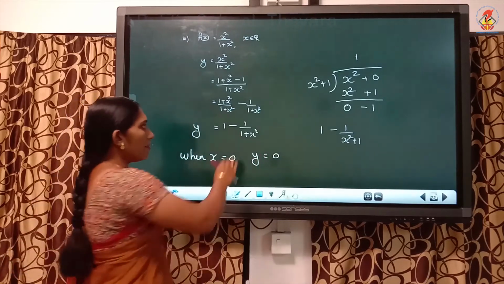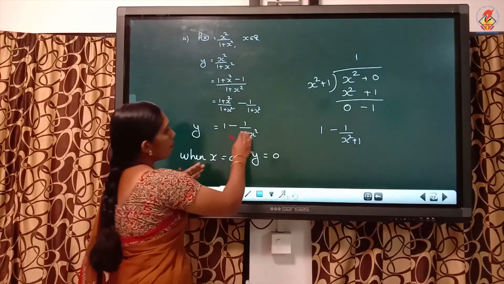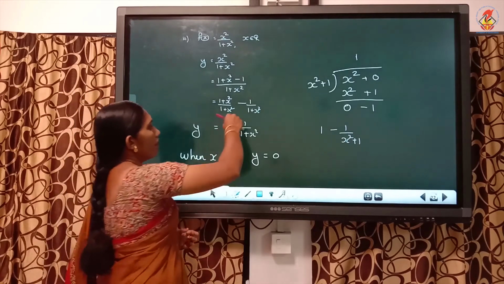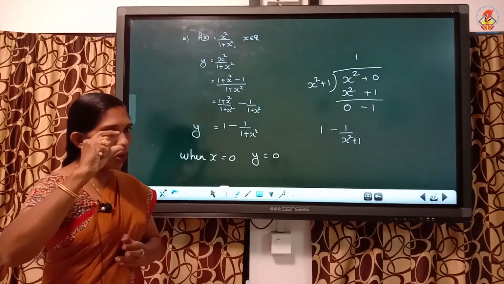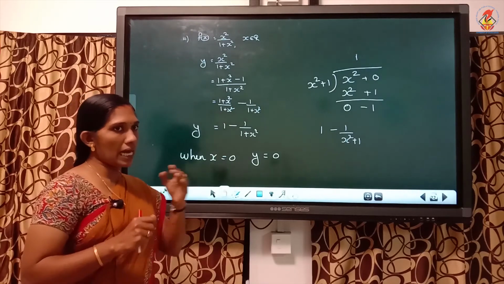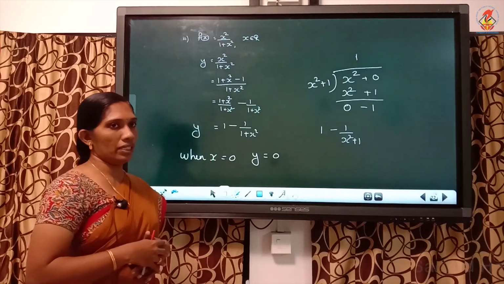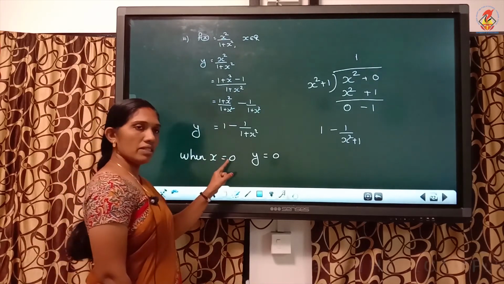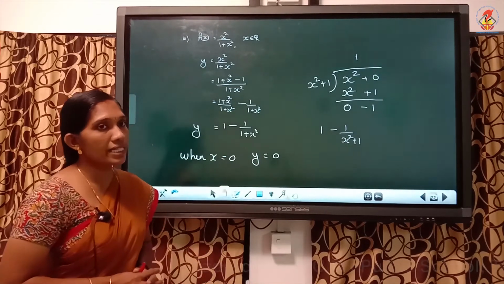Otherwise, x is always greater than 0. Then 1 plus that number is more than 1. 1 by more than 1, when we divide, is a smaller value, that is less than 1. So 1 minus that is less than 1. So the maximum you get for y is 0. All other values are less than 1.